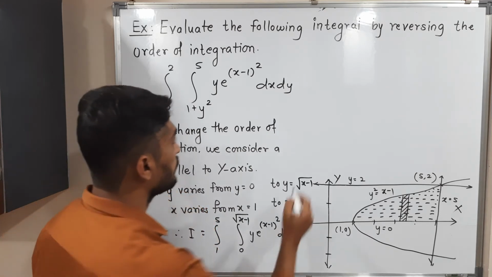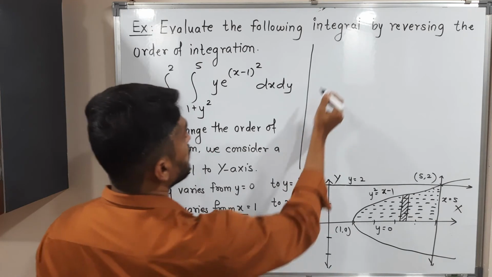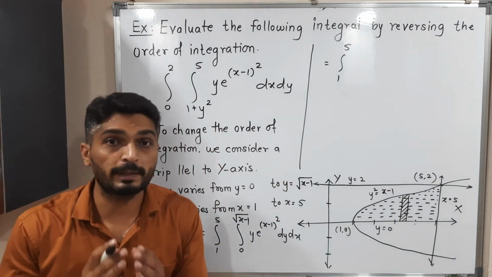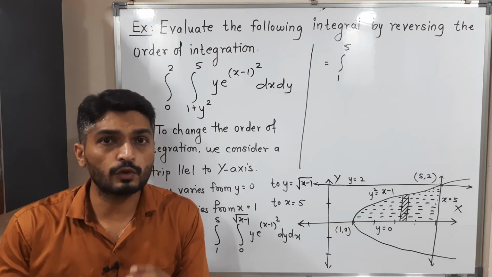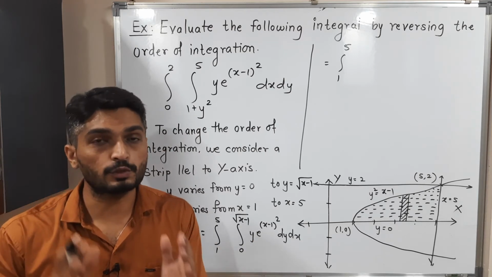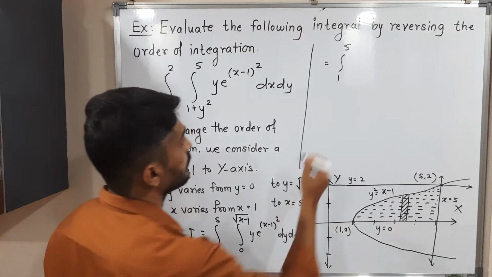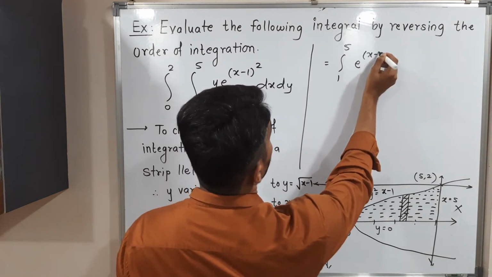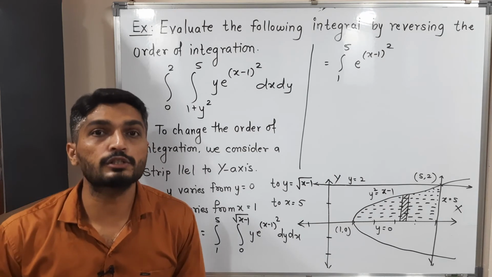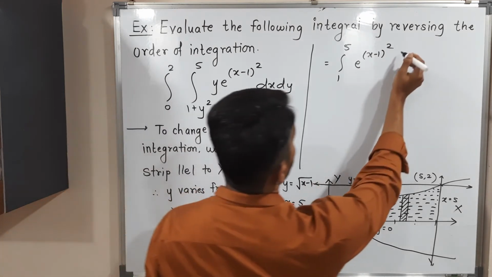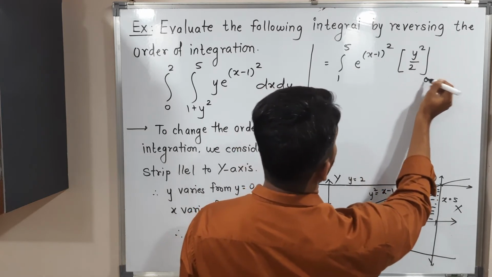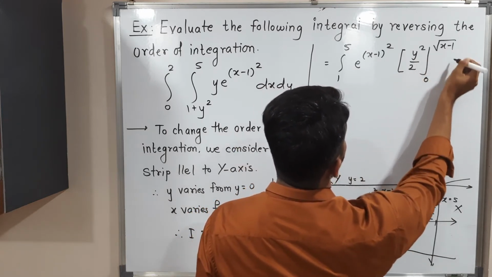Let us simplify the problem now. We will solve this integration. This is equal to integration 1 to 5. We are integrating with respect to y now, so all functions of x will come outside. This e raised to x minus 1 square is a function of x only, so I will take it outside the integration. Inside the integration, we will have y only, whose integration is y square by 2. So this is y square by 2 with limits 0 to root x minus 1, dx.